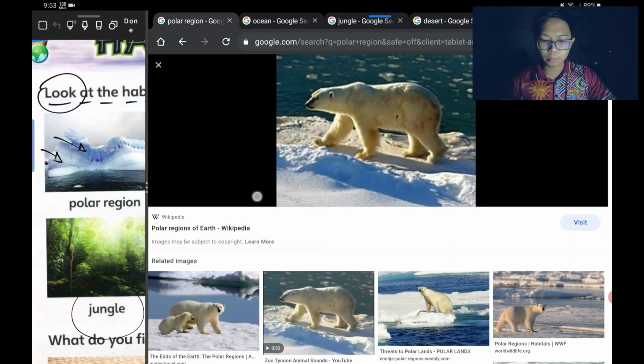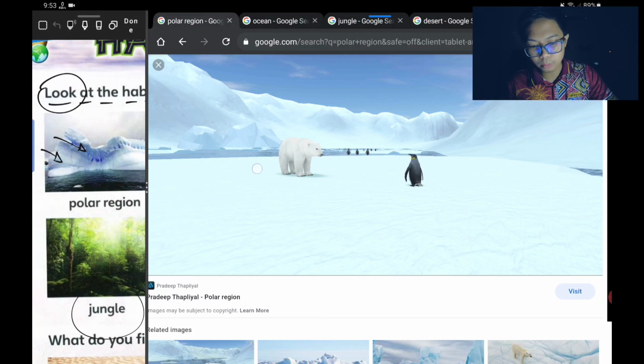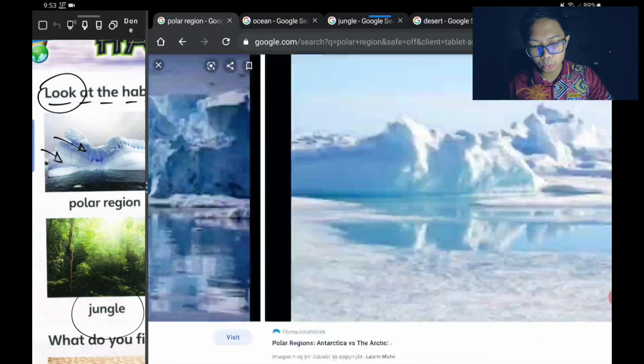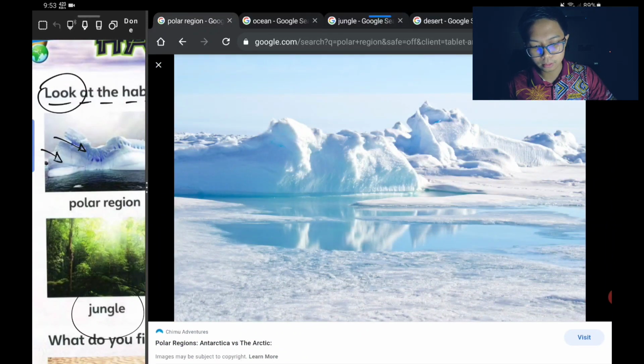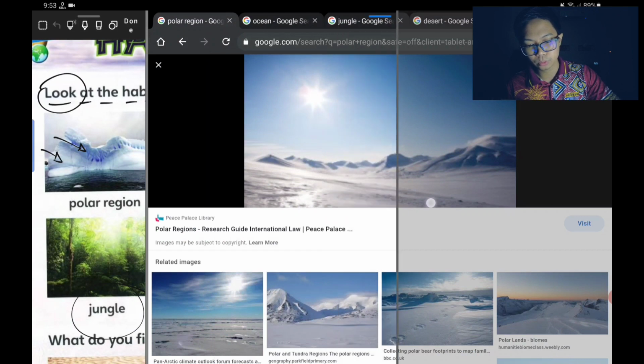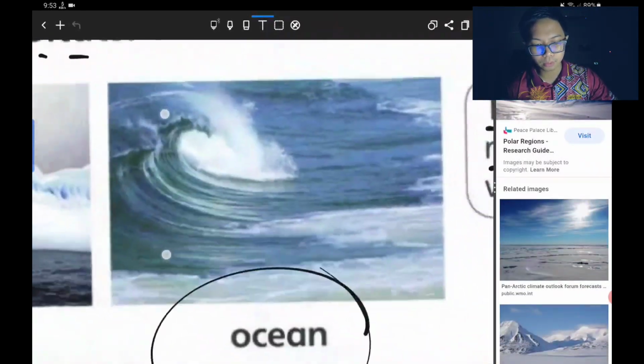More pictures. The polar bear. These are penguins right here. Polar bear. The ice. Snow. What else? And it's a very cold place. Extremely cold. Tempat yang sangat-sangat sejuk. Okay. Next one. Ocean. Let's have a look on the ocean.